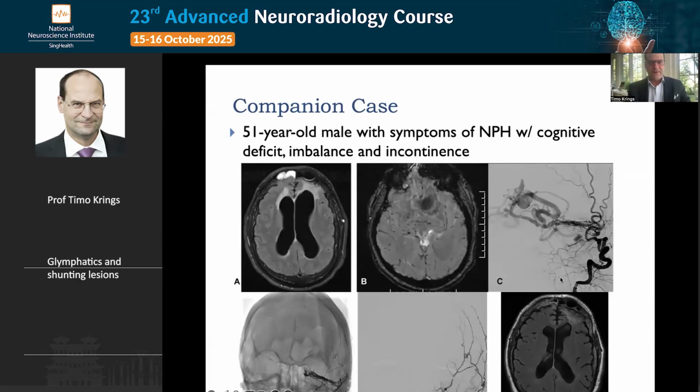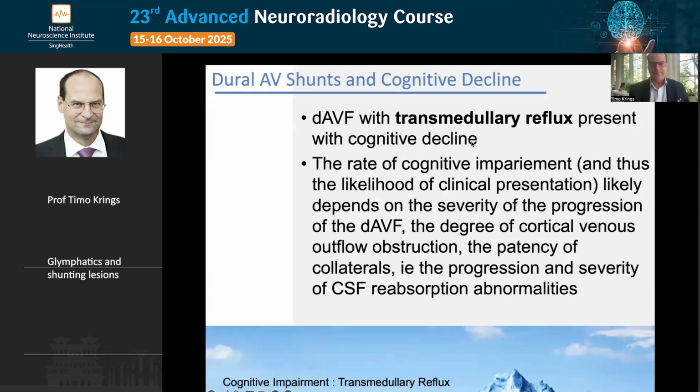Now, this is the final case. Normal pressure hydrocephalus type image, ventricular dilatation, sulci are abnormal. Following treatment, complete amelioration of these findings, and also amelioration of the patient's cognitive deficit.